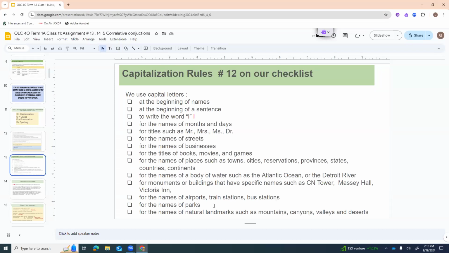Again, not every single park has a name, but a lot of them do, and in which case you would put a capital letter for the name of that park. Also, the names of natural landmarks like mountains, canyons, valleys, deserts. You don't have to do this if you're just referring to the stream and it's going by. But if you're wanting people to know, okay, I specifically want you to know I'm talking about the Detroit River or, my brain is going dead on rivers here, the Mississippi River, and you want people to picture that exact river, then you need to make sure you use a capital letter for the name of that river.